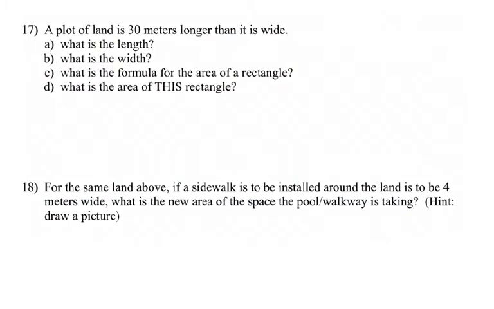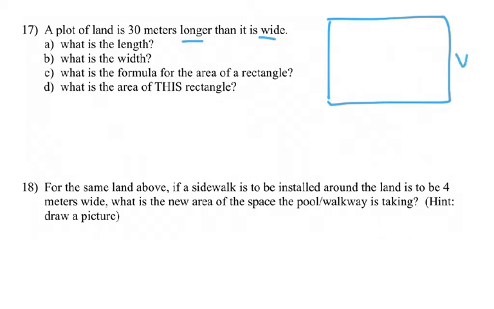Okay, the last few questions are story problems, and you'll have questions like this on your homework. So number 17, a plot of land is 30 meters longer than it is wide. So we do not know how long it is or how wide it is. So I'm going to call this W, but it's 30 meters longer than how it is wide. So that's what the length is. So what is the length? The length is W plus 30. What is the width? W, and you can use whatever letter you want.